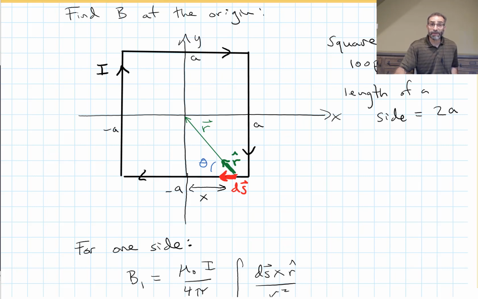So think about both of those. Think about the ds cross r hat to give you the right direction. Think about the other right-hand rule where your thumb goes in the direction of the current and your fingers wrap around the wire in the direction of the magnetic field. And they both should give you the same answer.